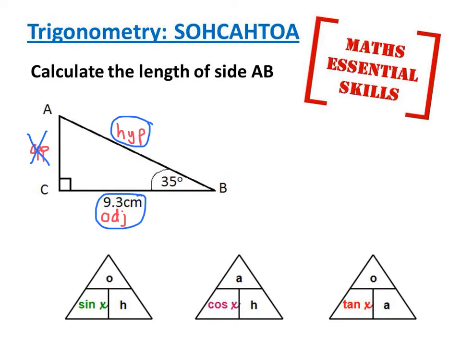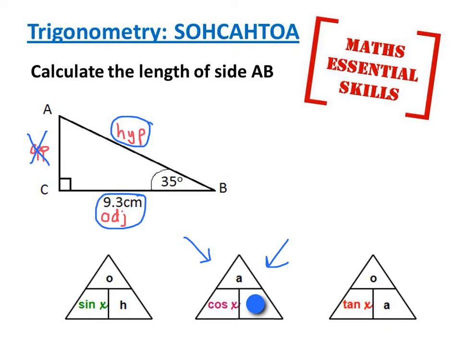Now we need to decide which of the SOHCAHTOA pyramids is going to help me with this question. The one that's got the adjacent and the hypotenuse is the middle one, so I'm going to be using this pyramid. Because I want to know the hypotenuse, I'll cover the hypotenuse up and then I'll see what I've got left.